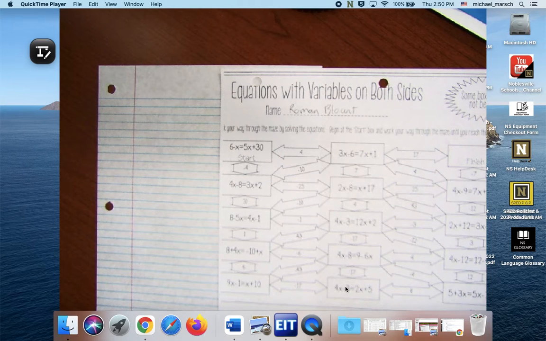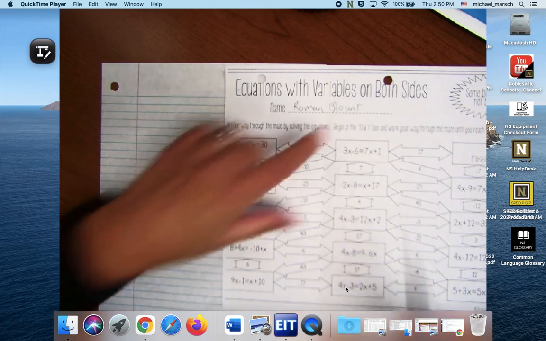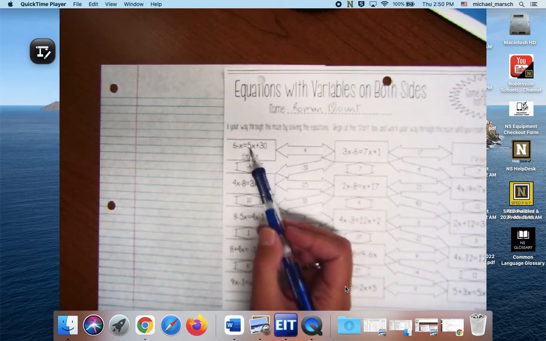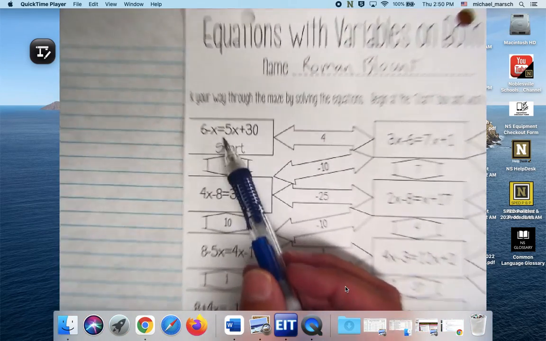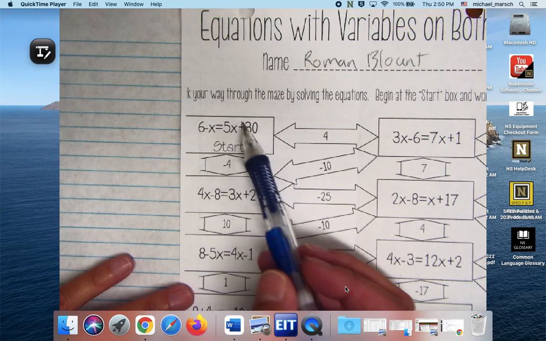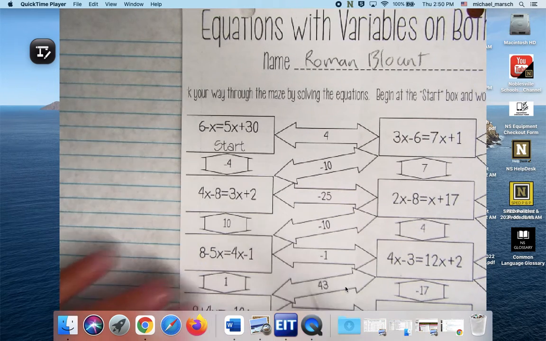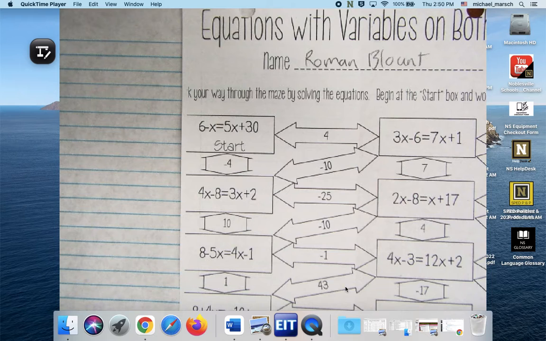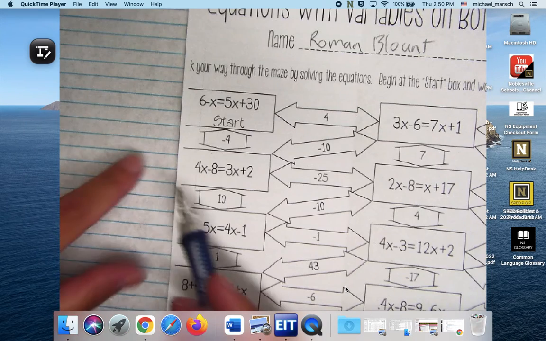So today we're going to talk about equations with variables on both sides. And when it says both sides, it means both sides of the equal sign, right? We've got an x over here, we've got an x over here. So yesterday you guys were practicing when you only had a variable on the left or the right side. Today we've got it on both sides.